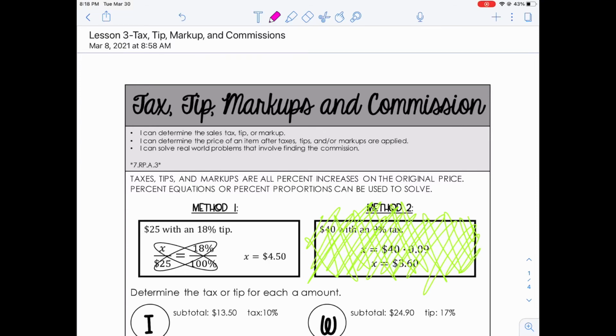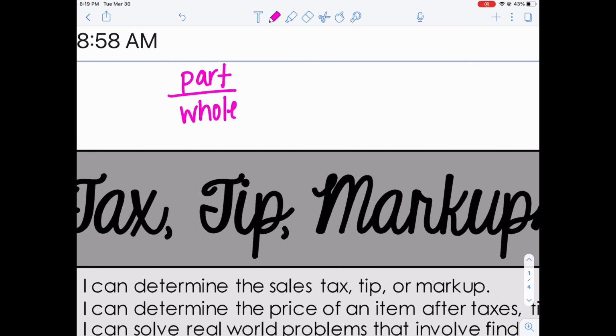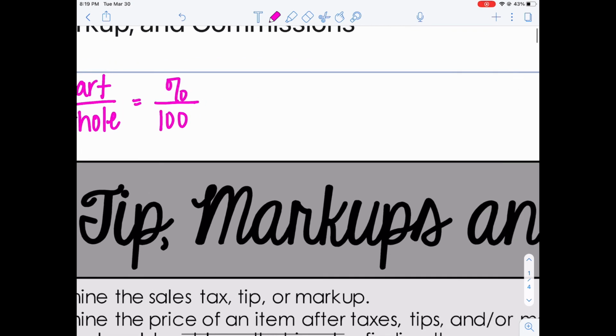All right, so for today, we're going to talk about tax, tip, markups, and commissions. So think back to the first lesson when we were calculating percents. We talked about using the percent proportion. The percent proportion is the part over the whole equals the percent over 100. Now, before we had talked about "is" and "of" to help you determine which one is which, but for this, that does not work.